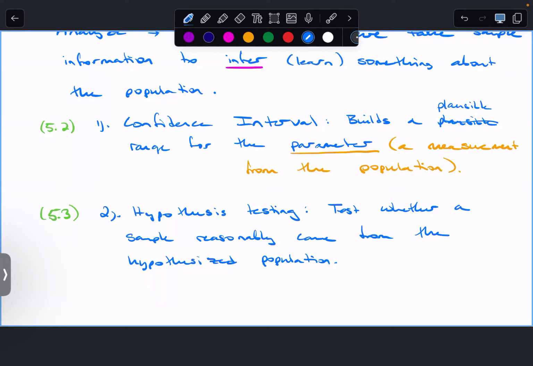So I have a sample proportion, but I understand if I take a brand new sample, my proportion would change slightly, right? But I'm expecting it to hover around some spot. And so when we build a confidence interval, we just build an interval around my estimate to try to capture the population proportion, for example.